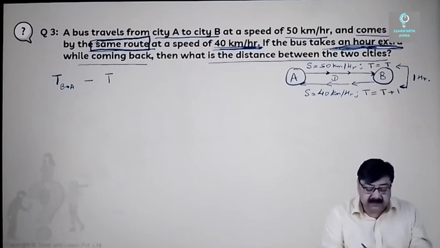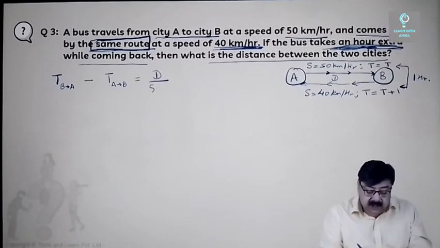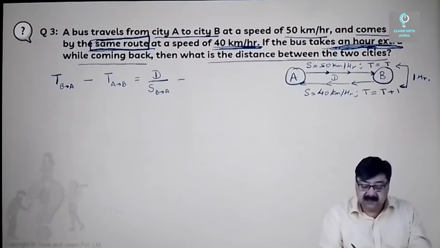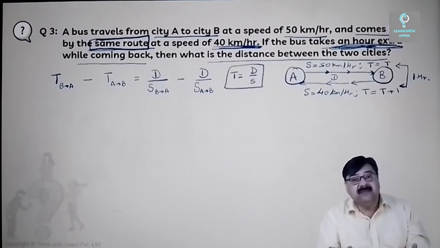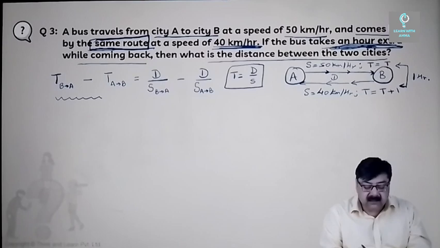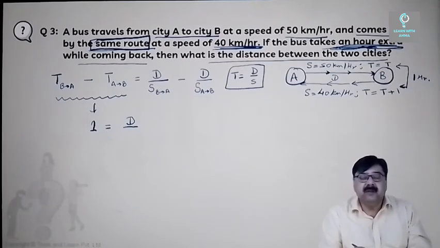From this, if we subtract the time taken to travel from A to B, then this shall be equal to D by speed of the bus from B to A minus D by speed of the bus from A to B. Well, we know time is nothing but distance by speed. So employ the same formula. Now between the two timings, the difference is already given to us as 1 hour, and D being the distance, which is the same in each case while traveling from A to B or from B to A.